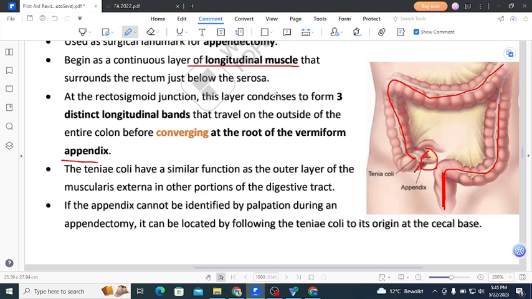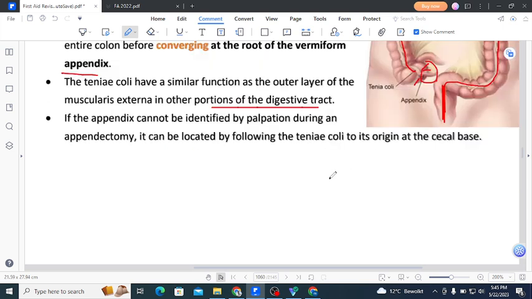At the rectosigmoid junction, this layer condenses to form three distinct long bands that travel on the outside of the entire colon before converging on the root of the vermiform appendix. The taenia coli have a similar function as the outer layer of the muscularis externa in other portions of the digestive tract. When we talk about the muscularis propria, or the muscularis externa, we say that there is an inner circular muscle layer and an outer longitudinal muscle layer.